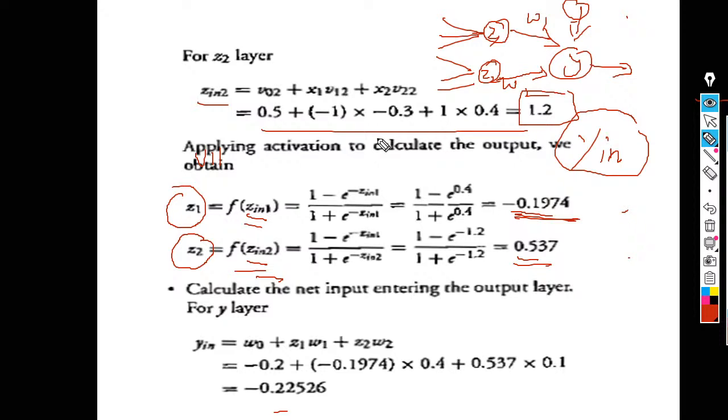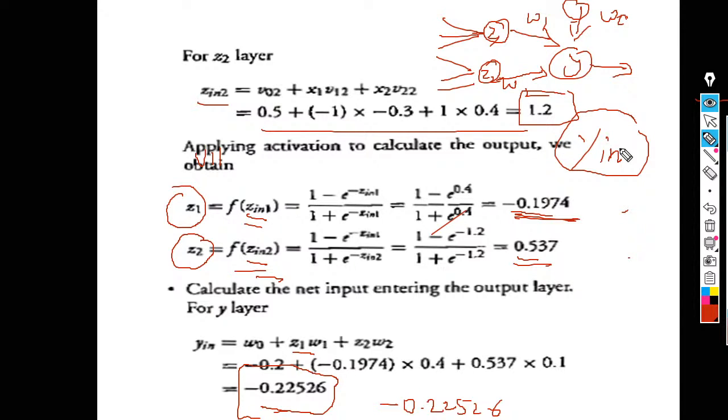Now we will calculate the net input coming to y. This bias is represented by w0. So w0 plus z1 w1 plus z2 w2. Multiply this and you will get minus 0.22526. You can verify in the calculation. It may be wrong, but you can verify. With the help of a calculator, you can simply go on calculating. So for y in, you got this particular value.